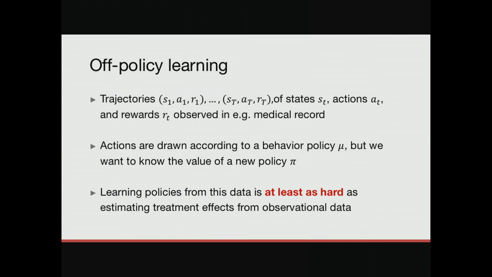And again, the setup here is that we receive trajectories of patient states, actions, and rewards from some source. We probably know what the source is, but we don't know how these actions were performed, i.e. we don't know what the policy was that generated these trajectories. This is the same setup as when you estimated causal effects last week to a large extent. We say that the actions are drawn according to some behavior policy unknown to us, but we want to figure out the value of a new policy pi.